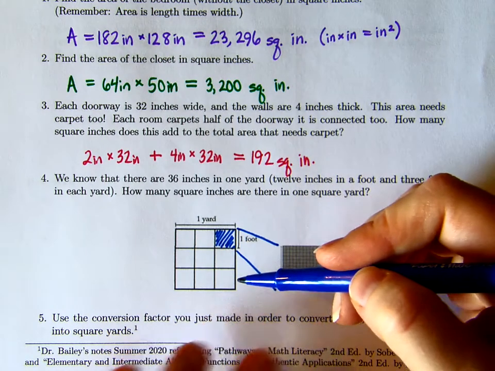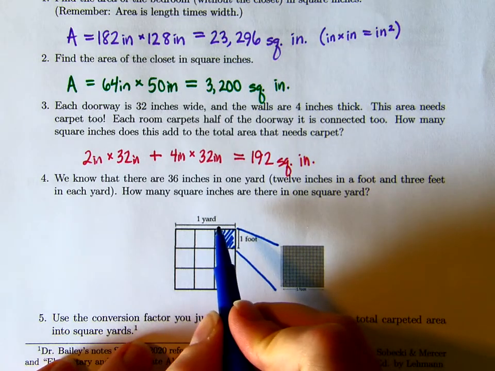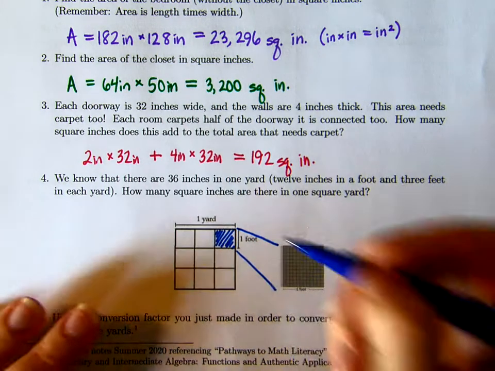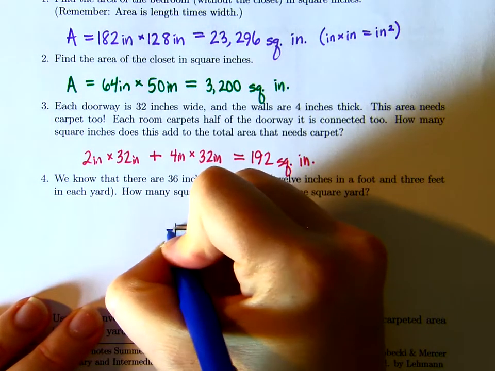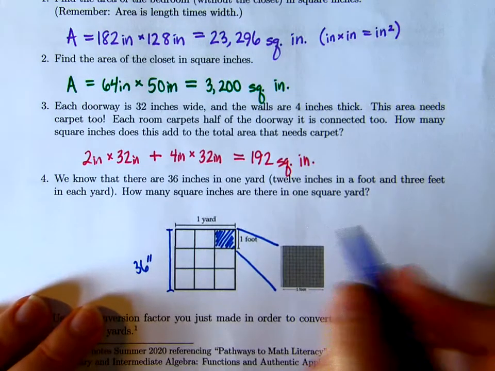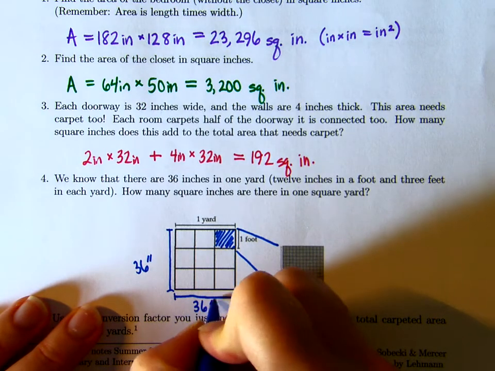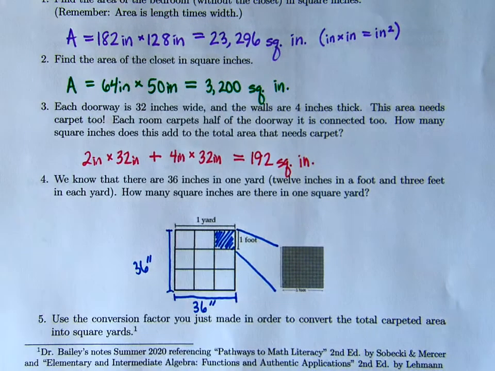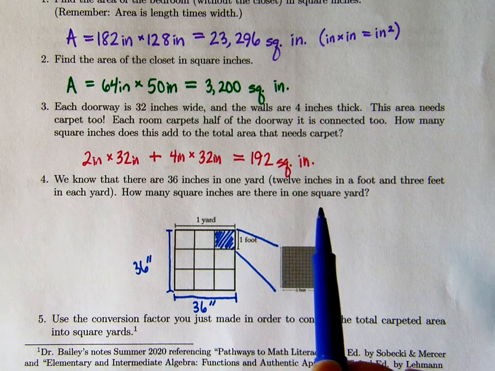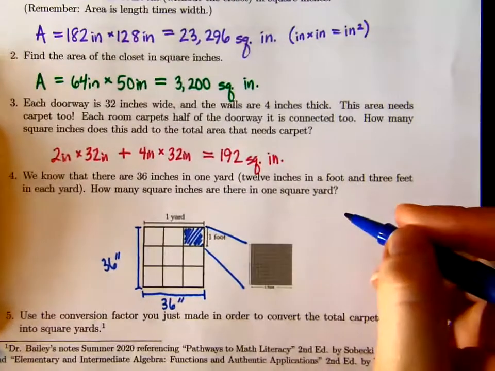So if you go 12, 12, and 12, you would have 36. I'm going to label that. From here to here is 36 inches, and the dimensions along the bottom are also 36 inches. How many square inches are there in 1 square yard? Okay, let's write this out.